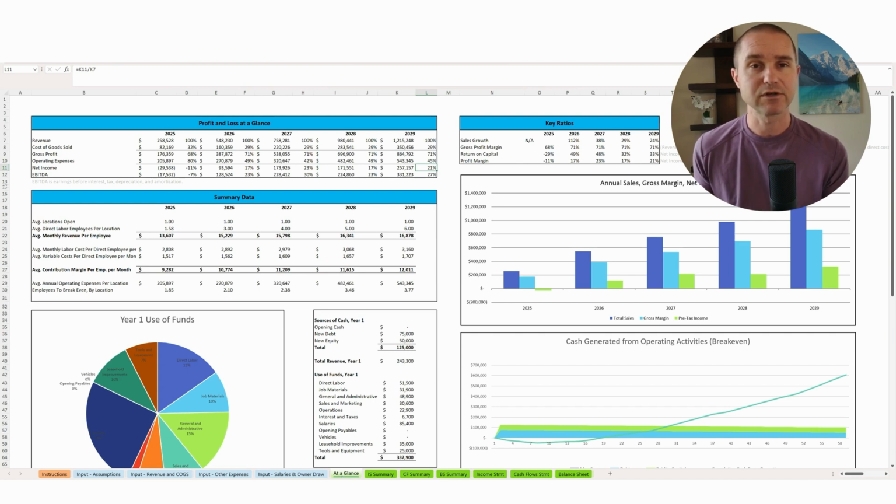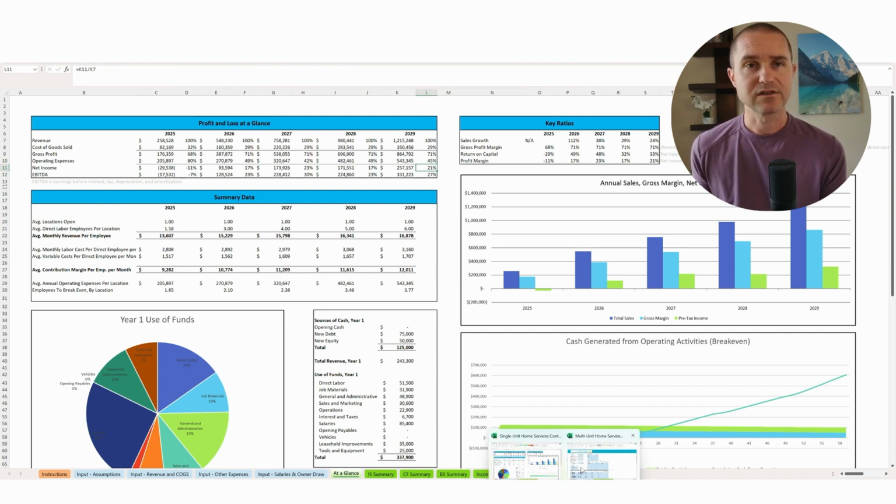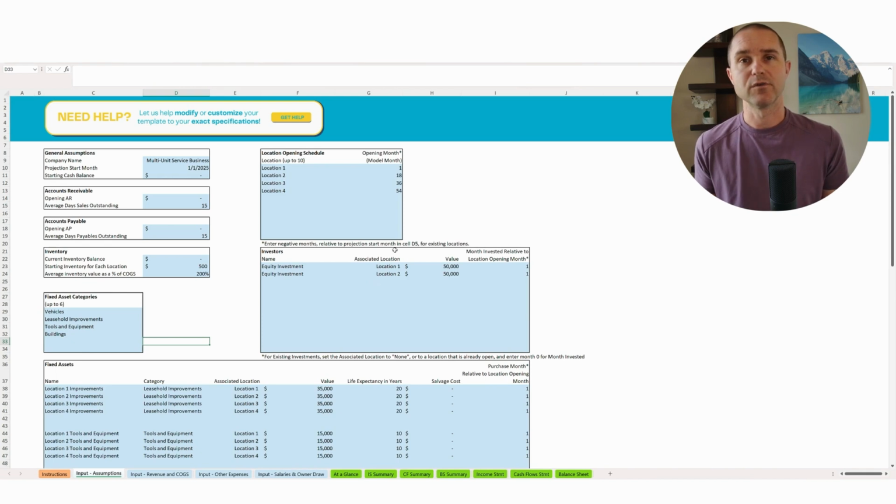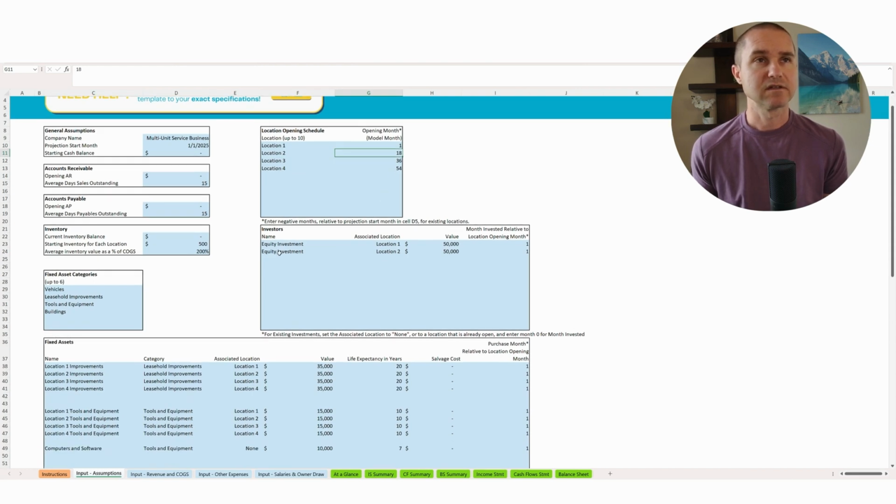All right, so the last thing I want to show you is how this would look if you're doing multiple locations. So I've got the multi-unit version pulled up here. Let's say I'm going to add in locations 2, 3, and 4, opening one every 18 months. Let's say for the first 2 locations, I needed to invest some equity, but after that, maybe I don't need to invest equity anymore. The normal cash flow is enough to cover the startup costs of locations 3 and 4.